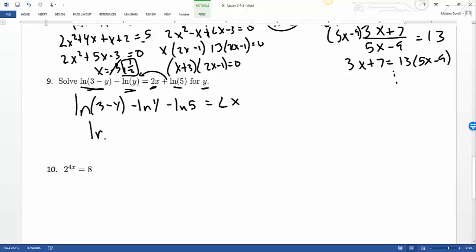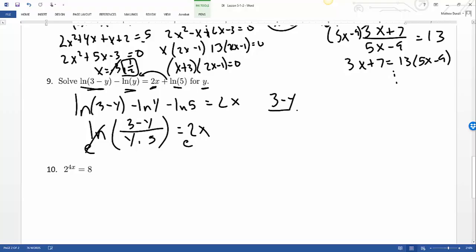So now, combining these, the 3 minus y goes on top because the log is positive. And then the y times the 5 go on the bottom because it's negative. And that's going to equal 2x. I can take base e to both sides to get rid of the ln. So now I get 3 minus y over 5y equals e to the 2x. I can multiply both sides by 5y. So 3 minus y equals 5y e to the 2x.